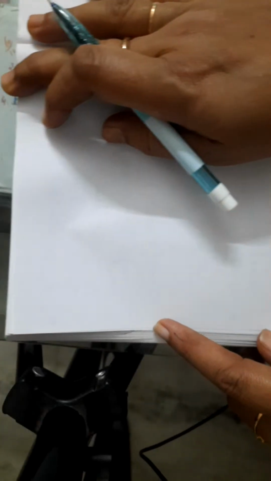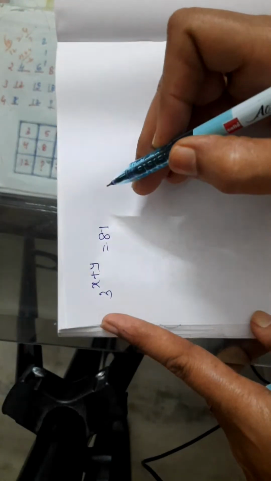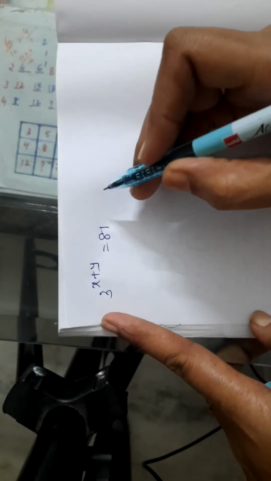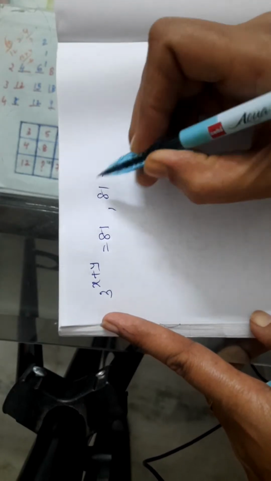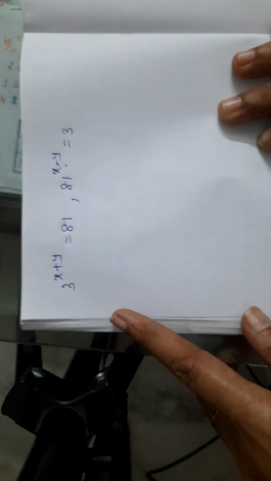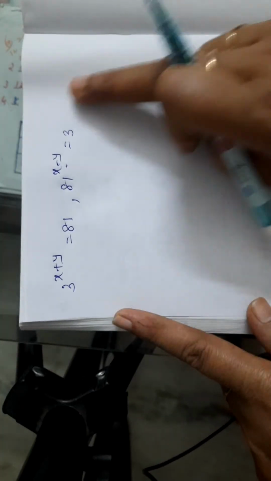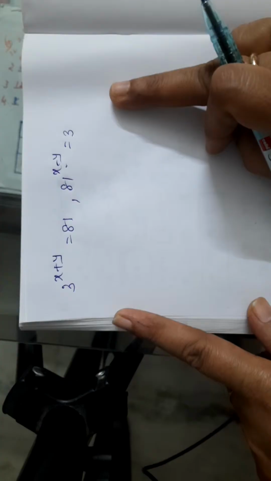Okay, the next question is given here. Pair of equations: 3 raised to x plus y is 81, and the next equation, 81 raised to x minus y is equal to 3. So how are we going to solve it? Here they use two different properties together. Exponents are being used with linear equations. So we need to get the base equal.